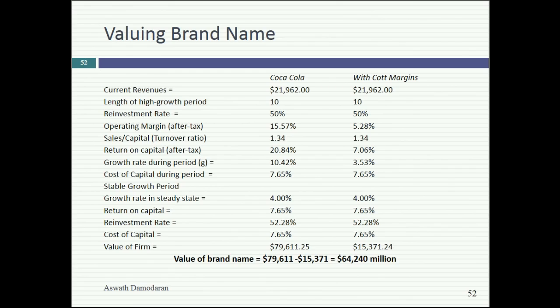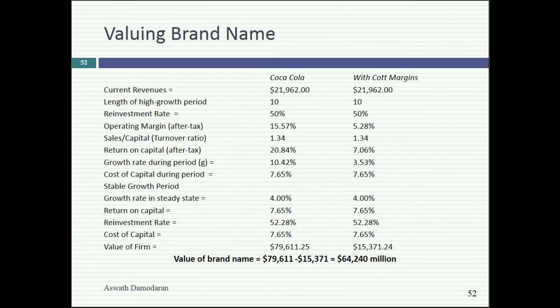And when your margins drop, there's a ripple effect. Lower margins beget lower returns on capital. So their return on capital, instead of being 21%, will drop to 7%. Lower returns on capital translate to lower growth rates. And if I trace it all the way through, if I value Coca-Cola with COTT's margins, the value I get is about $15.4 billion. The value that I got for Coca-Cola standing alone was $79.6 billion. The difference between those two is $64.2 billion. I just gave you a $64.2 billion premium for brand name.